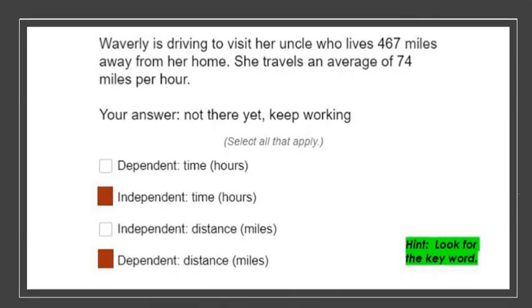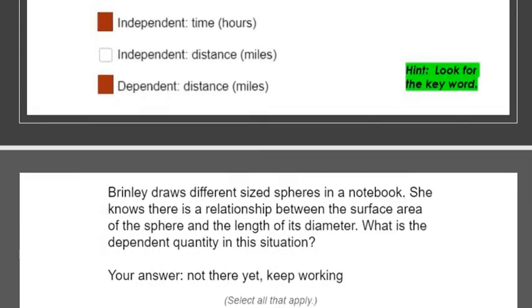Now, here are your independent and dependent, and look for this keyword, miles per hour. Here's your keyword, per. So we have the dependent is talking about distance, which is being measured in miles. Your independent is time, and your unit of measurement is in hours.